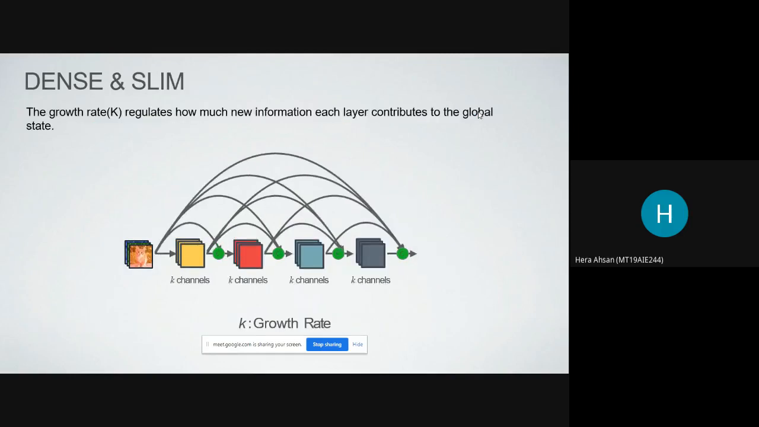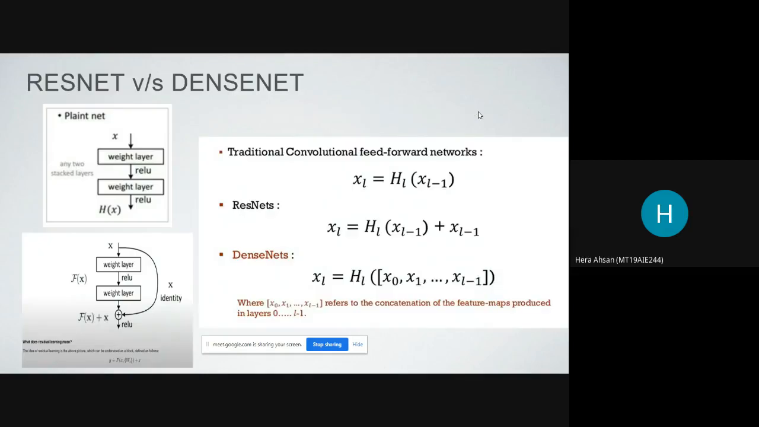Now it's showing the growth rate. So the growth rate regulates how much new information each layer contributes to the global states. And with DenseNet, it becomes accurate and efficient because there are shorter connections, as we can see, between input layers and the output layers. Next slide.